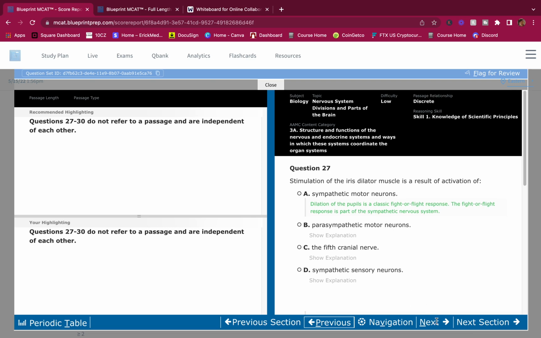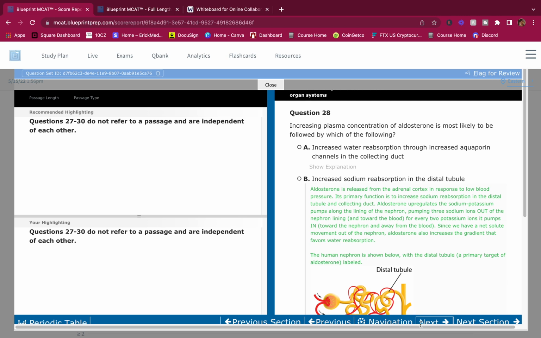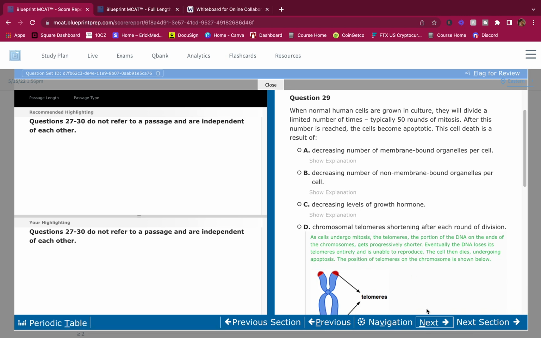Sympathetic motor neurons. B, correct. D, correct. C, correct.